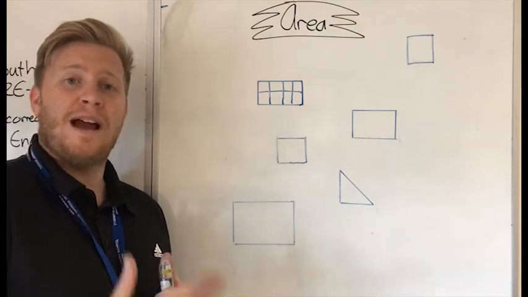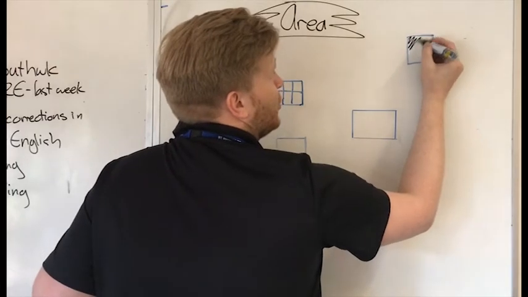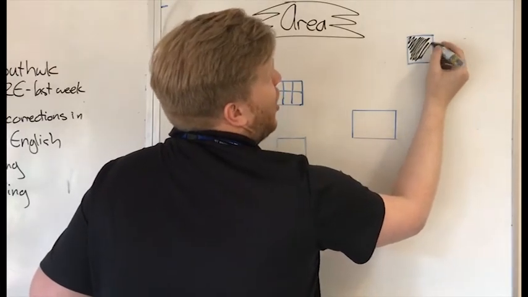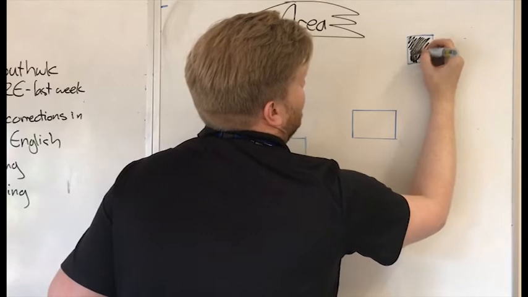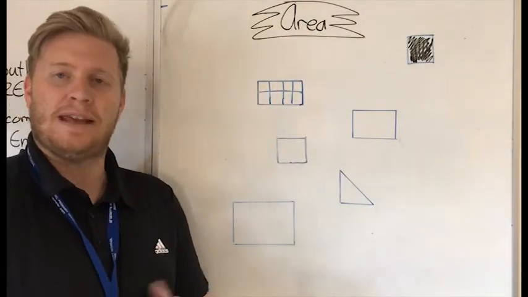Before we find out how we find area, we need to know what it is. Now, area is quite simply just the space you have on the inside of a shape. Okay, so we have this shape here. That area on the inside is the area, how much area it takes up.